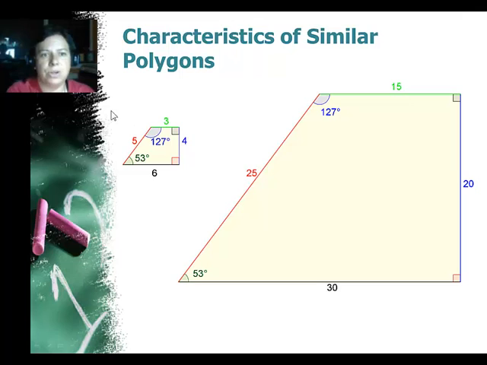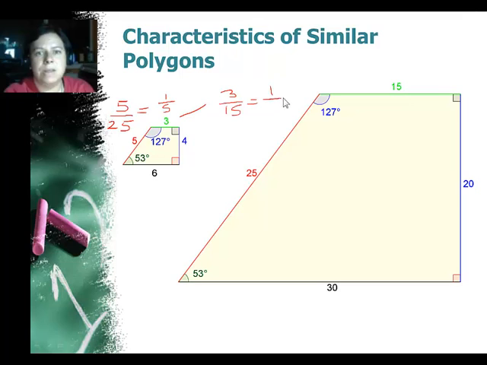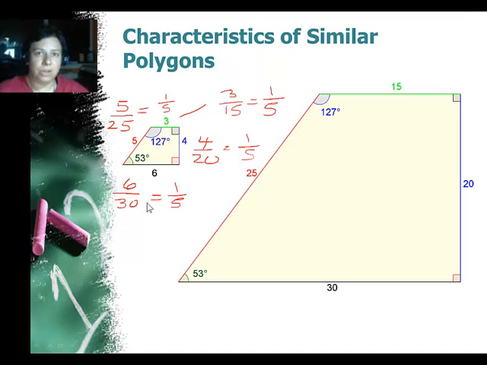So I'm going to make a ratio, and for this instance, I'm going to put the smaller one, the first one, over the second one. 5 over 25 is 1/5. The green, 3 over 15, is 1/5. 4 over 20 is 1/5. And 6 over 30 is also 1/5. So the ratios of all the corresponding sides are equal.